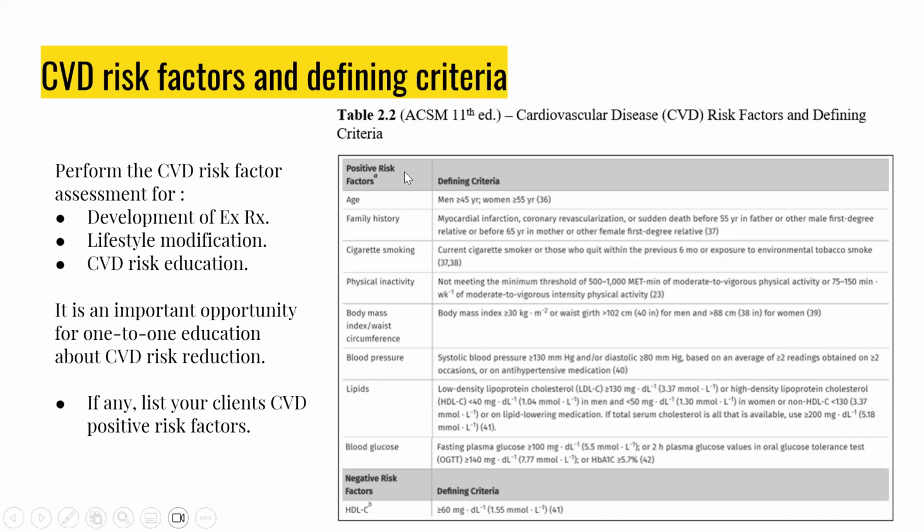You should go over these lists and this stratification while you're performing the PAR-Q, maybe an informed consent, a medical health history, and you're establishing their level of fitness. You are also establishing how many risk factors your client may have, right? So this is table 2.2, the ACSM 11th edition, cardiovascular disease risk factors and defining criteria.